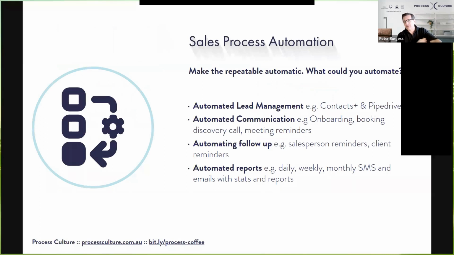So here are a few examples of sales process automation, making the repeatable automatic. So automated lead management. If I go to a networking event, I can take my mobile phone, scan a business card, the contact details go straight into a tool called Contact Plus, and then straight into my CRM. Automated communication, onboarding, or booking of discovery calls, all of these communications with the customer and your staff can be automated. And key to what I'm talking about specifically today, in the 10 minutes I have left, is automating follow-up to make sure that when you've got leads, they're actually being followed up.